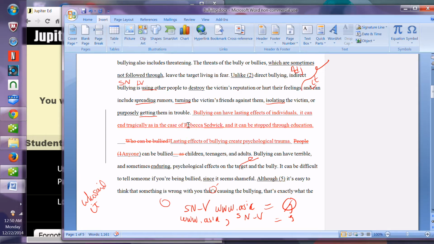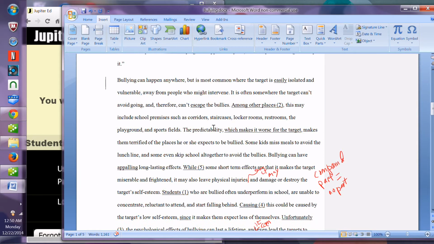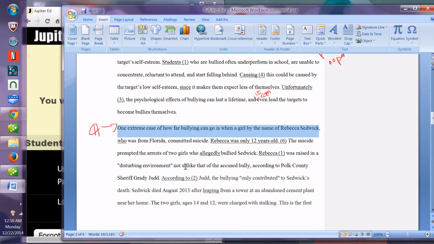And then your next paragraph, it can end tragically, as in the case of Rebecca Sedgwick. Go here. See, you already have a good topic sentence here. That's a good one. Just end it.